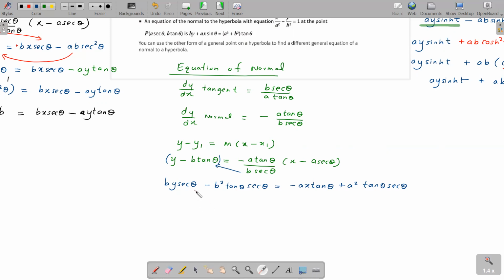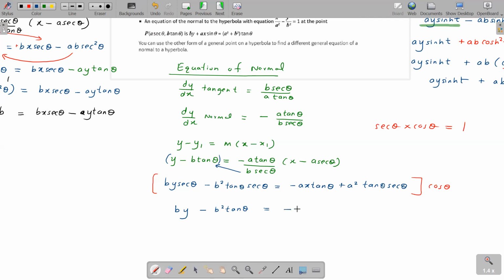So what we could do is get rid of the sec. Sec is actually 1 over cos. Shall I multiply the whole equation by cos? Because you understand that when a sec theta multiplies with a cos theta, it cancels out and becomes 1. Sec is 1 over cos, and 1 over cos into cos is 1. So by sec theta, when I multiply with cos theta, sec into cos is 1, so just by. Here also minus b square tan theta, the sec and cos will cancel. Do you agree? They all become free.